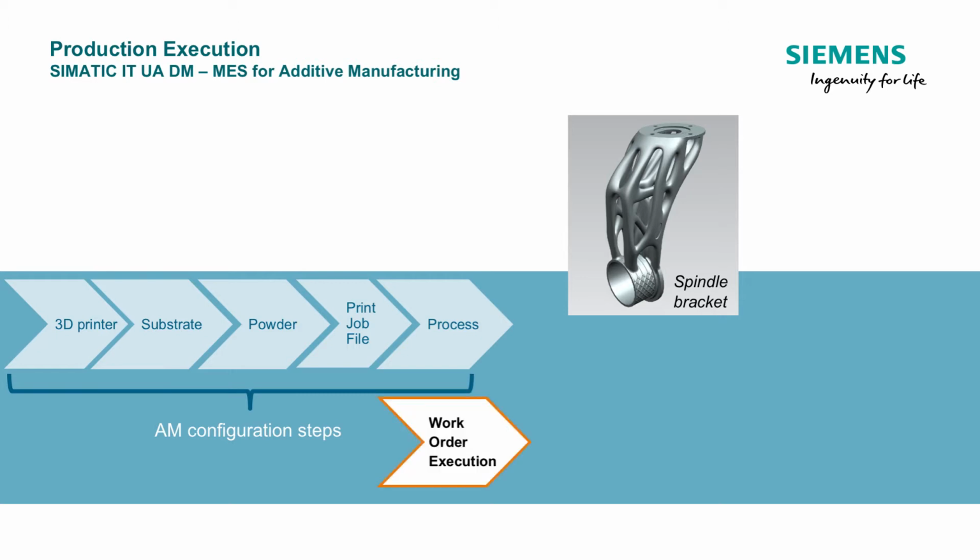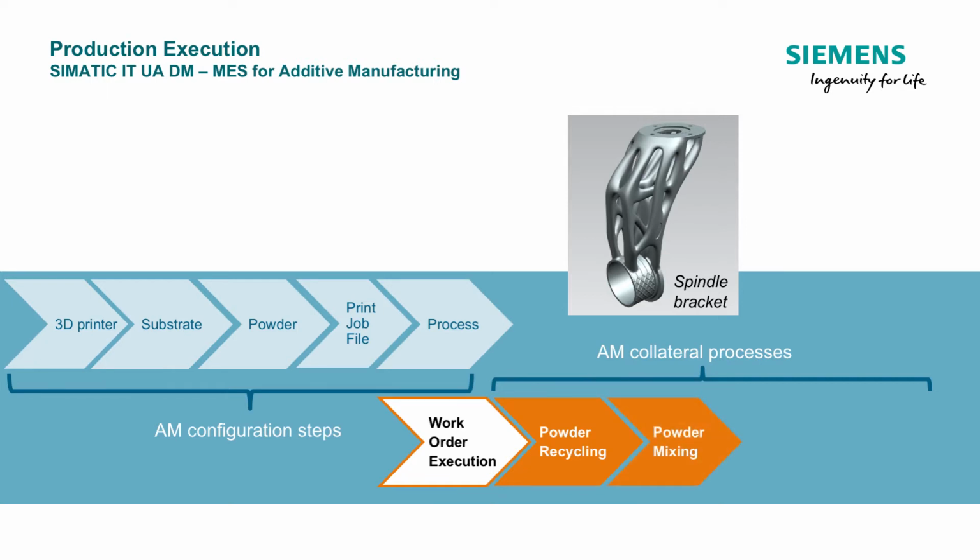Once everything is modeled, the work order execution based on the defined process drives the operator through the manufacturing operations and collects point of usage of the resources, process parameters, and execution times. When the manufacturing is over, the additive manufacturing collateral processes support the maintenance operations: recycle the remaining powder, mix it with other batches in order to get the proper capacity ready for further printing, and prepare the substrate for a new printing job.